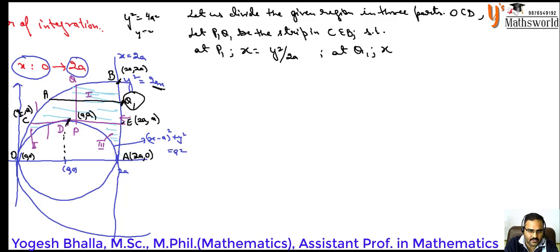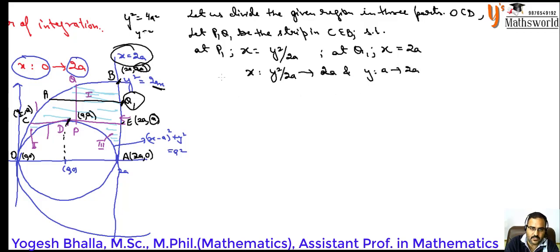Okay, and this line is x equal to 2a. Now what about y, which is varying from point E to point B? E has coordinate a and B has coordinate 2a, so y is varying from y square upon 2a to 2a, and y is varying from point A to 2a. That is the first case.